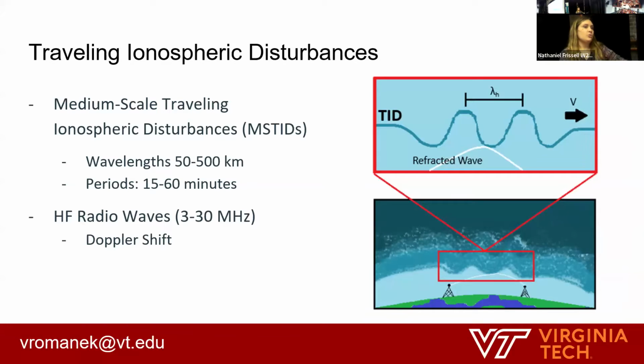What I'm using these tools for is to study what are known as traveling ionospheric disturbances, or more specifically, medium-scale traveling ionospheric disturbances. These are characterized by wavelengths of 50 to 500 kilometers and periods of 15 to 60 minutes. And I'm using HF radio waves to do this, as you'll see throughout my presentation.